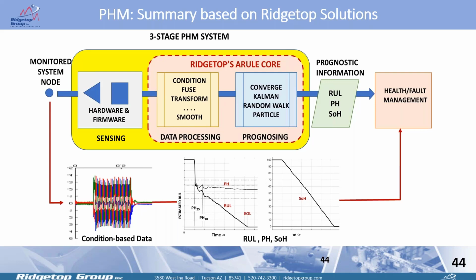The last part is the management part, which is to take remaining useful life, prognostic horizon, state of health, and other information provided by our engine, and figure out what to do with that data. Do I need to schedule maintenance? Do I need to reduce my power? Do I need to offload a load from this system to another system? That's very much application dependent.